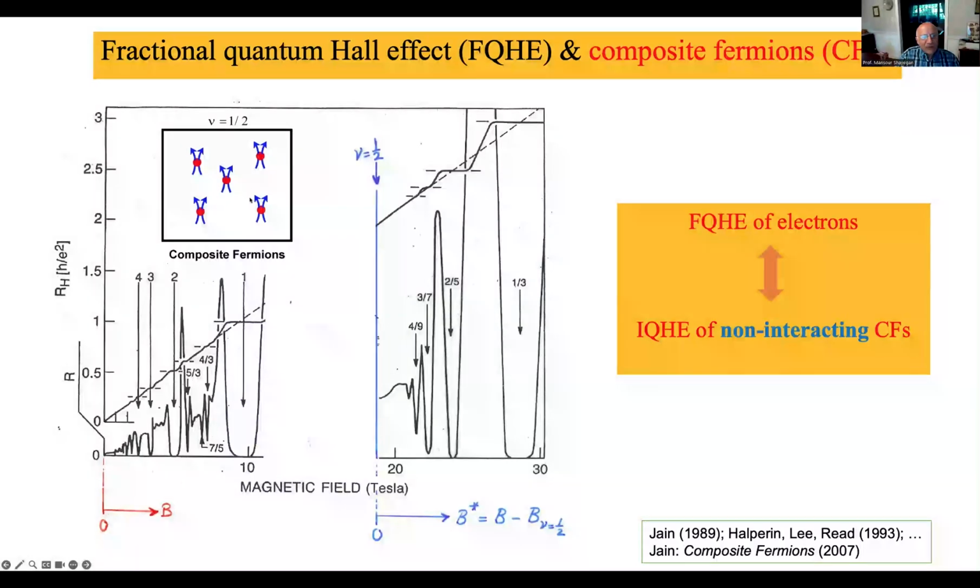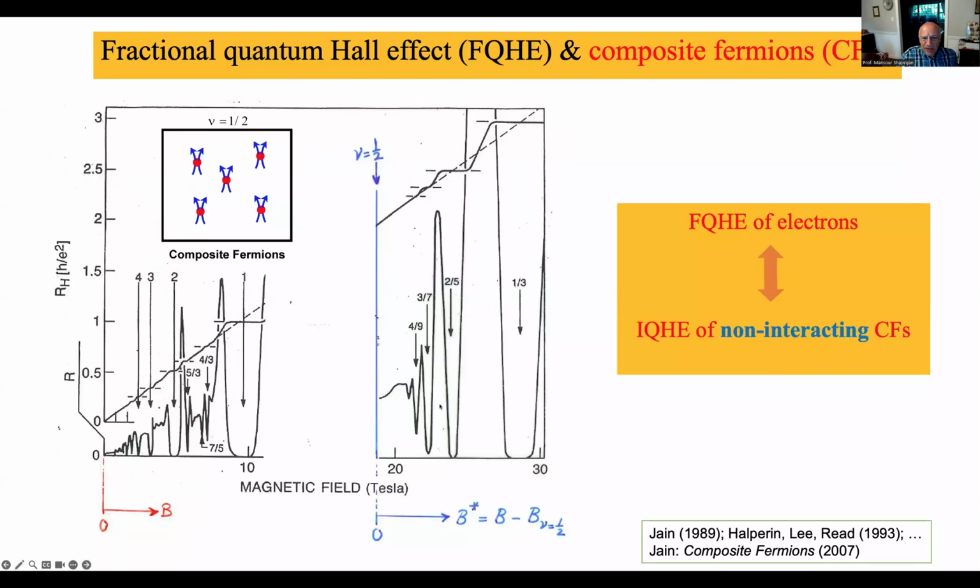At 1/2 filling, there is one electron per every 2 flux quanta. So you attach the flux quanta to the electron, and that magically gets rid of the magnetic field. These new particles now behave as if they are at 0 magnetic field because the flux is gone. And in fact, they don't even interact often. So then the fractional quantum Hall effect of electrons maps into the integer quantum Hall effect of non-interacting composite fermions.